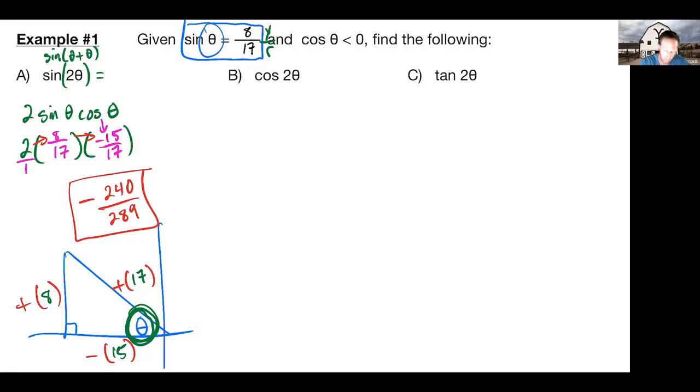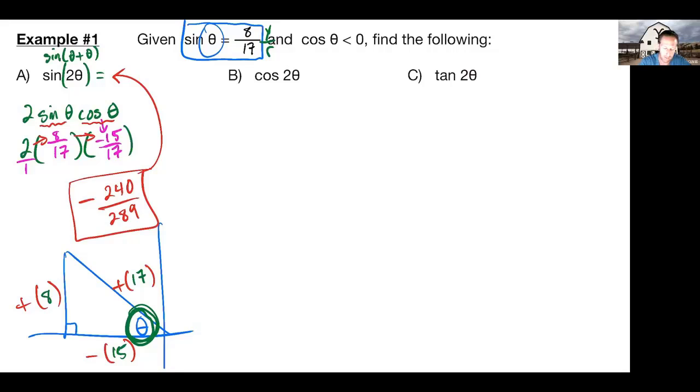So that is my angle 2 theta's answer for sine, even though we didn't have to physically find it because we're able to rewrite it. So that's the power of identities. So if you didn't try that first one, you want to go ahead and pause and try part B. You already have everything you need.